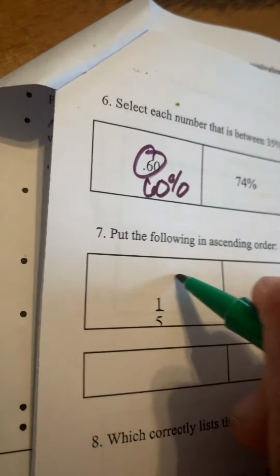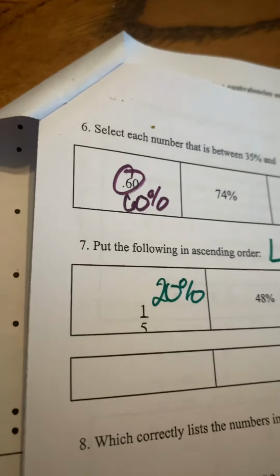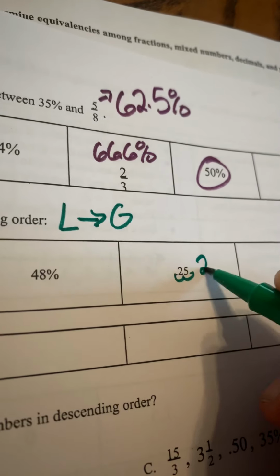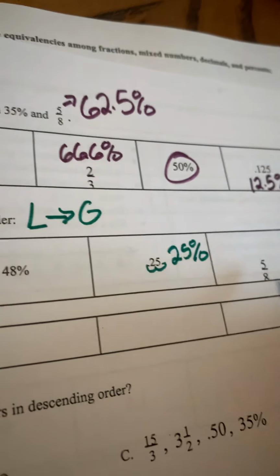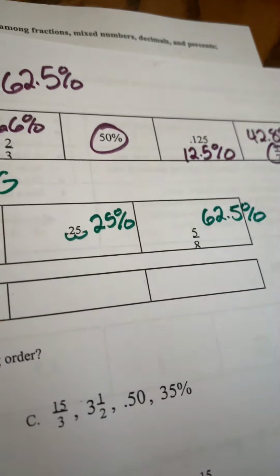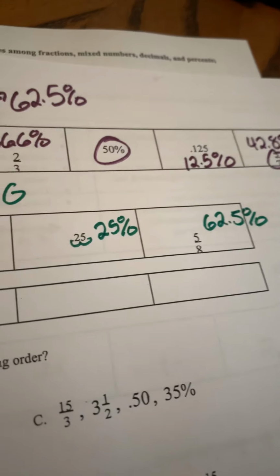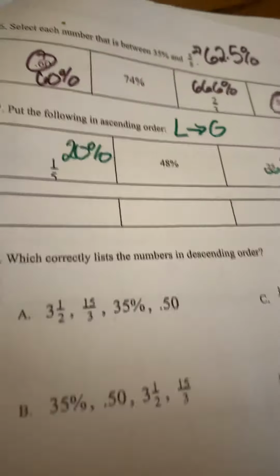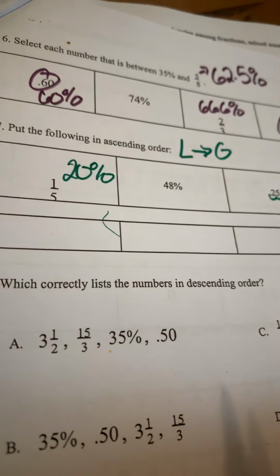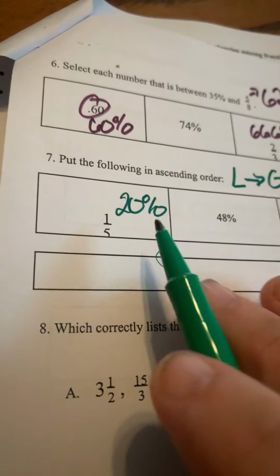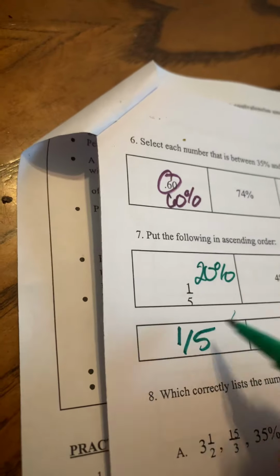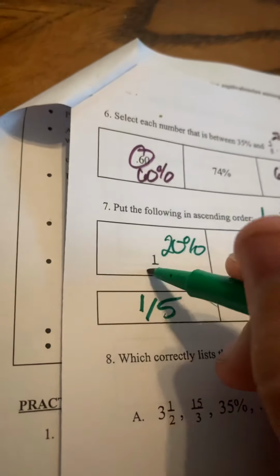1/5 is 20%. 48% is already there. Move it 2 places, so 25%. 5/8 we've already seen before, 62.5%. Now, the way they want us to write this is the way they gave it to us, so as a fraction, the decimal, percent, or however they started. Well, 20 is smaller than all the others, so 1/5 is going to go first. So we're done there.